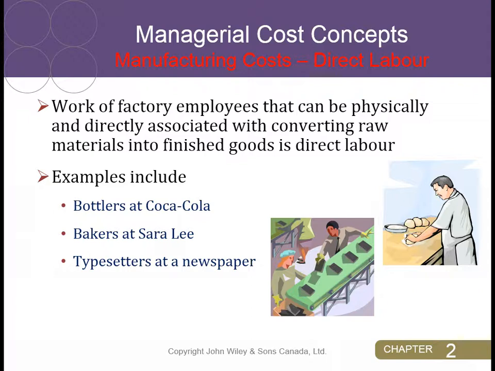So bottlers at Coca-Cola, the bakers at Sara Lee, typesetters at a newspaper are all great examples of direct labor. Those people are directly involved with converting the raw material into a finished good. Okay? So those are our first two costs: direct materials, direct labor.